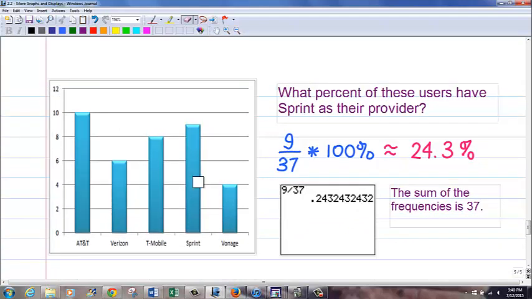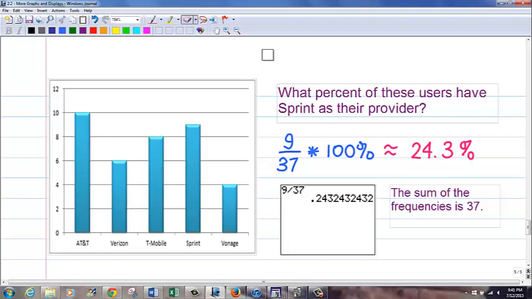Now here's one where it just gives us the bar graph, no totals, and all it asks is what percent of these use Sprint as their provider. I think this one is easier to read when it's between the lines, because unlike the ones going by tens earlier, that's a little trickier. For example, if you're going from 8 to 10 and it stops halfway, the only integer between 8 and 10 is 9, right? So that has to be 9 right there. So I said 9 divided by 37. Now, I wonder how I got 37.